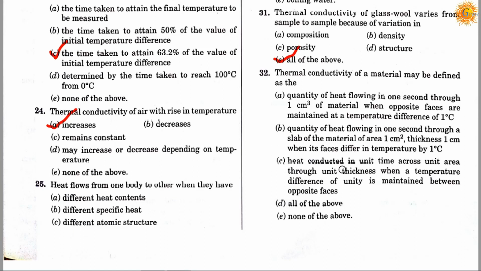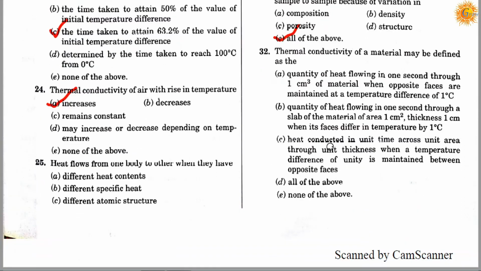Option C, heat conducted in unit time across unit area through unit thickness when a temperature difference of unity is maintained between opposite faces. Option D is all of the above. Option E is none of the above. Correct answer is D. It means all of the above.